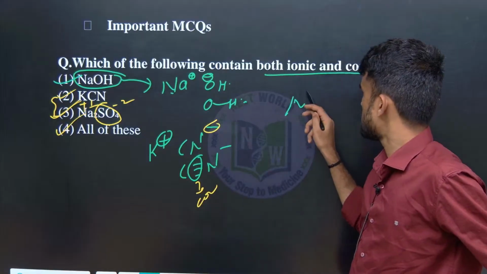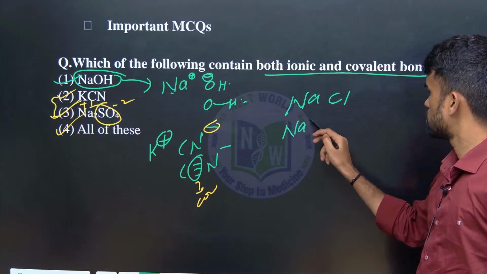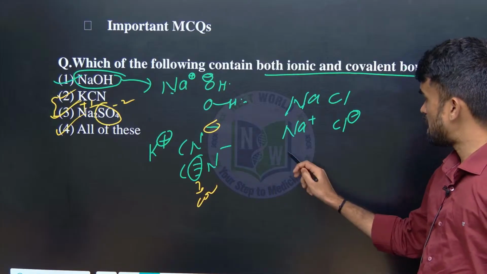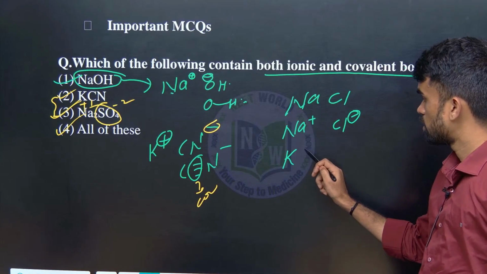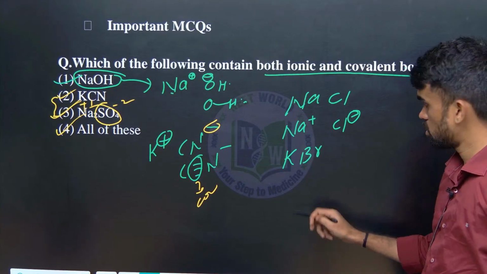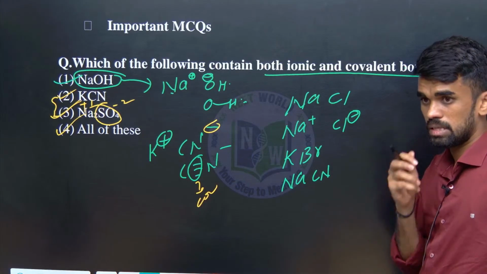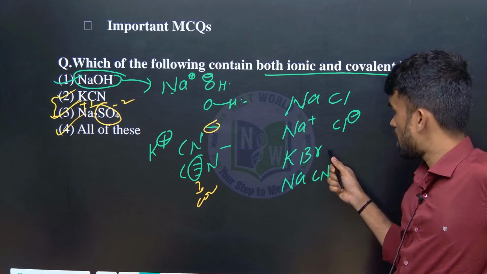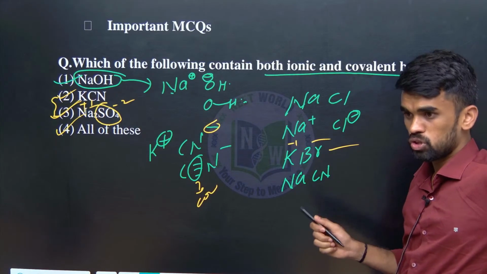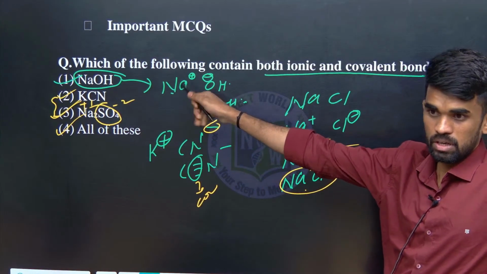Now I am writing NaCl. Only we have Na plus. This is ionic. Now I am writing KCN, KBr and NaCN. KBr, tell me fast. Ionic. K plus Br minus. This one? Both covalent and ionic. So this is also both covalent and ionic, same as KCN only. Hope it is clear now?